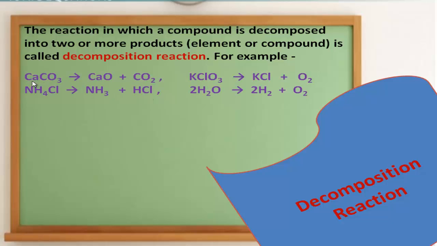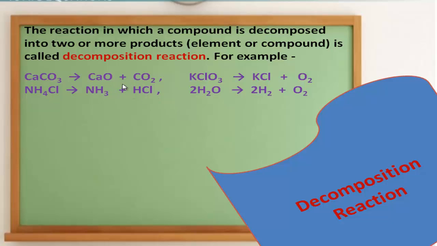Follow here. Here the reactant is always one, and obviously the reactant must be a compound. And in the products of these reactions there may be compounds or elements and more than one product. Follow here. Here both are compounds, here one compound and one element, and here both are elements. So all these are examples of decomposition reaction.